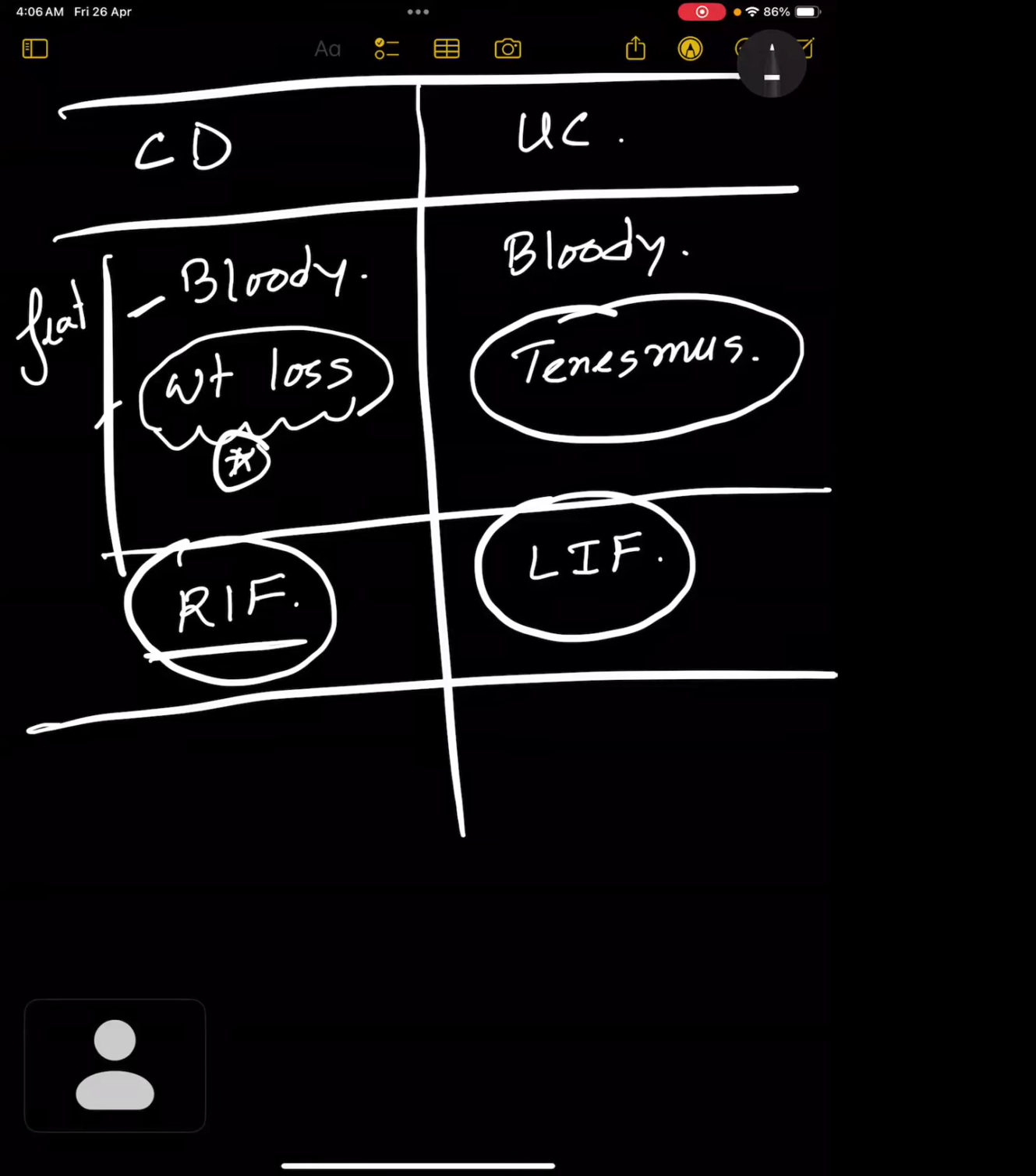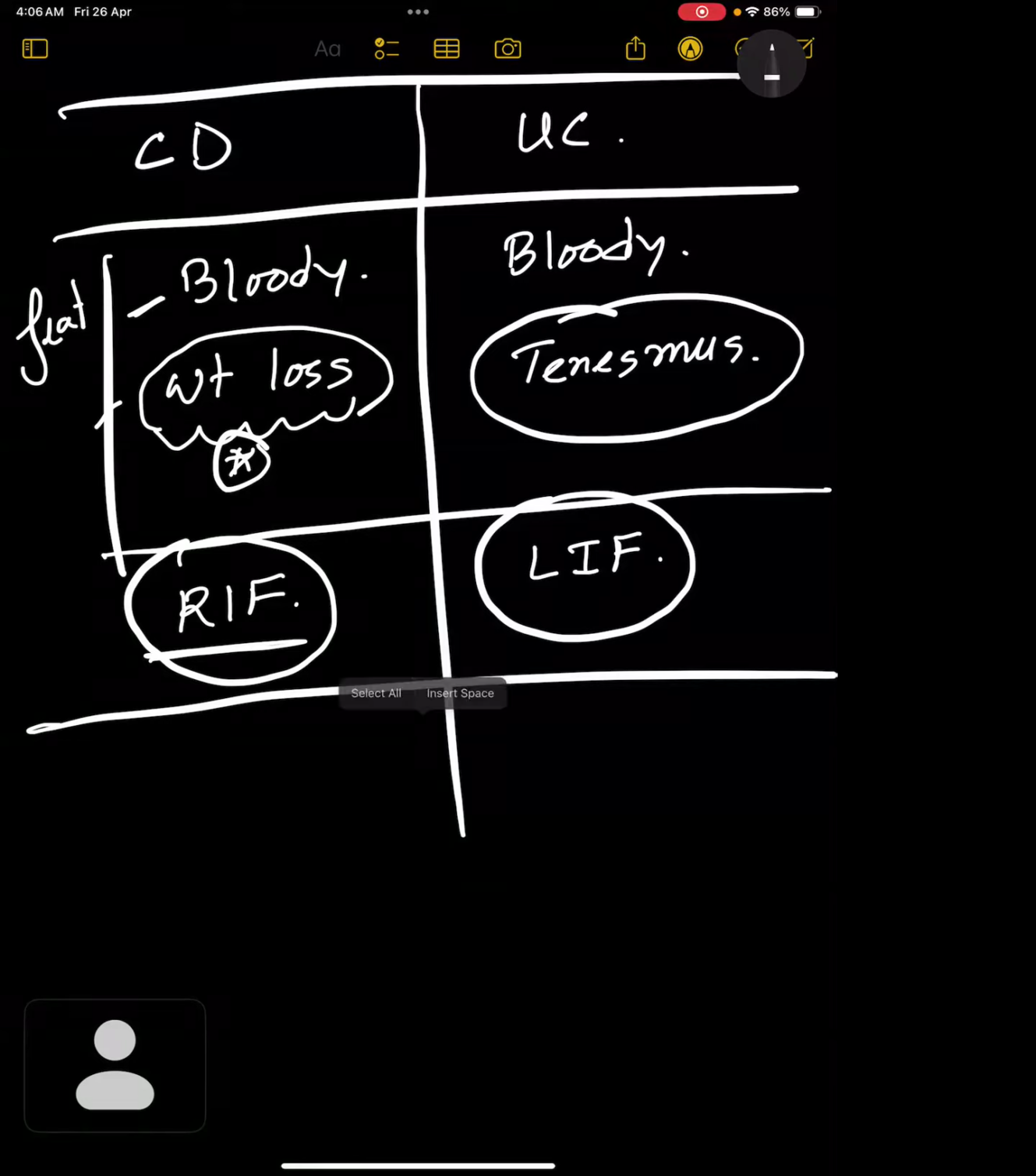Okay. So this is finished with the GI tract related sign and symptom. Now come with there is some exception. I mean, outside of GI tract, there are some features that can affect some other organs. Both of them can affect the joint. They can do arthritis. They can affect the skin.